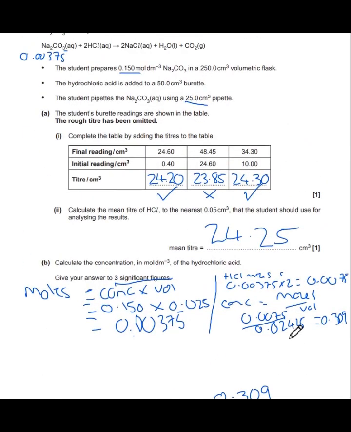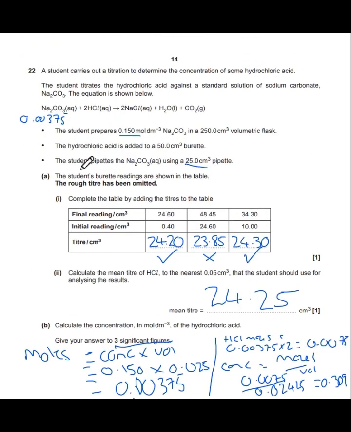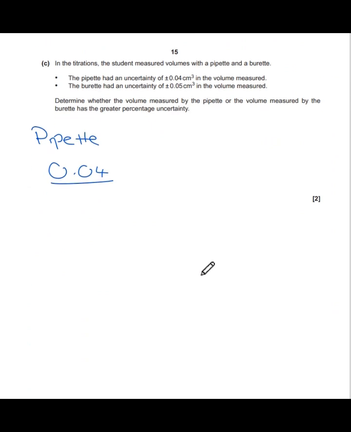So if we go back to the pipette, the student pipettes 25 centimeters cubed. So the uncertainty is going to be 0.04 over 25 times by 100, and that gives an uncertainty of 0.16.